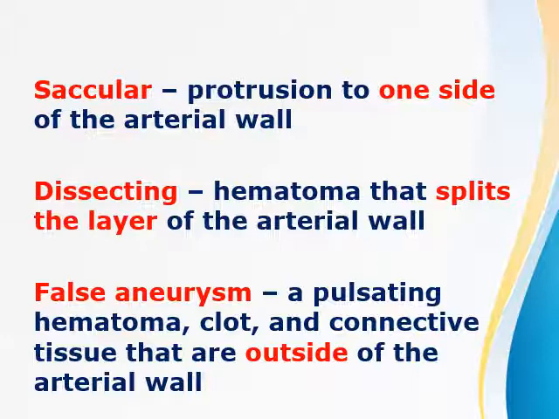Dissecting, the hematoma splits the layer of your arterial wall, whereas your false aneurysm is a pulsating hematoma or clot in connective tissues that are outside your arterial wall. Hence it's referred to as false aneurysm because it is outside the arterial wall. Dissecting again, the splitting of the layers of your arterial wall.